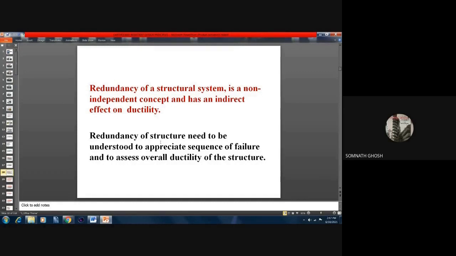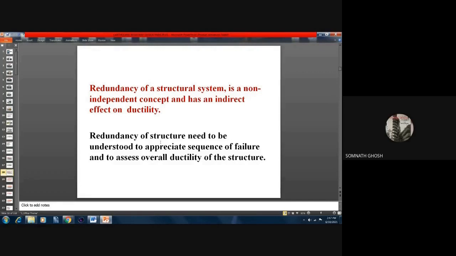Why are you considering like this, 3 and 5? It is based on redundancy and ductility and many other aspects. This is also an area where I have given some idea in my book. Redundancy of structure needs to be understood to appreciate the sequence of failure and to assess overall ductility of the structure. What is overall ductility of the structure?